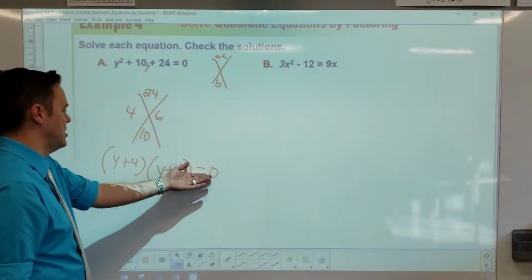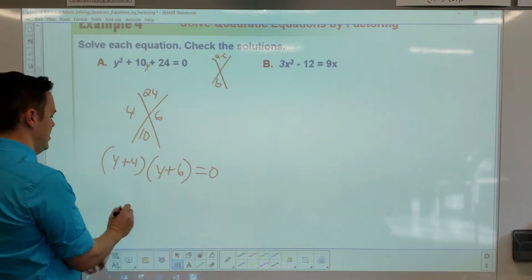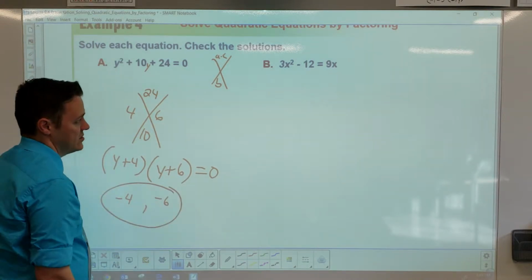Well, how do I know I get them to 0? Y plus 4 equals 0. Subtract 4 from both sides. Your answer is going to be negative 4. And this one would be negative 6.